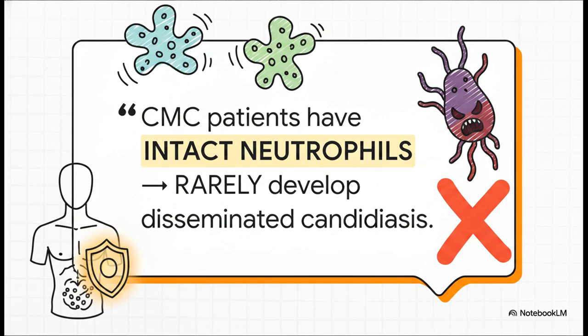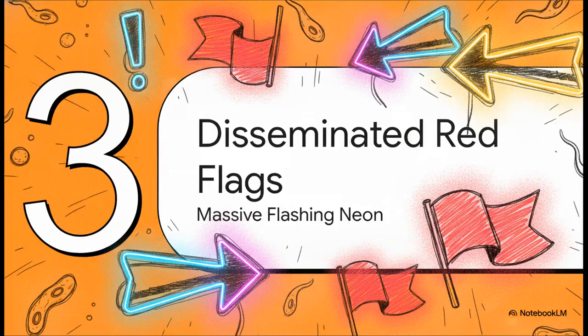Why? Because patients with CMC have perfectly intact neutrophils, meaning they rarely develop hematogenously disseminated disease. Their defect is purely in the mucosal defense via the IL-17 pathway, not systemic clearance. So keep their disease localized in your mind. All right, Section 3, disseminated red flags.